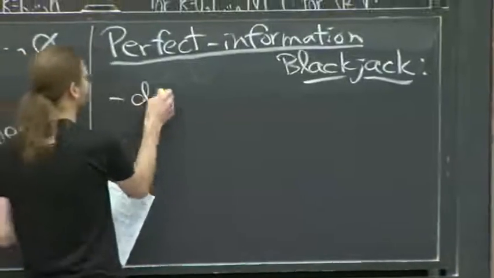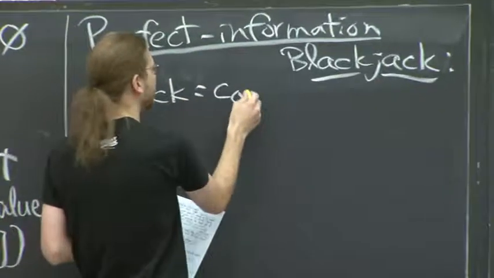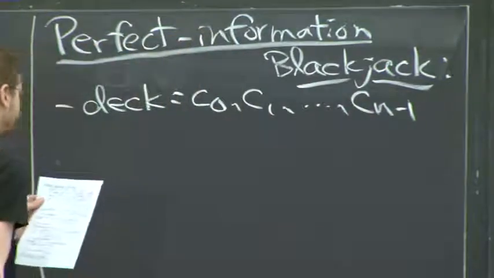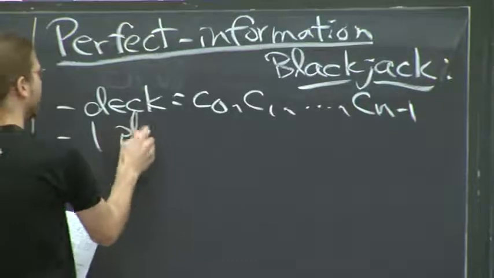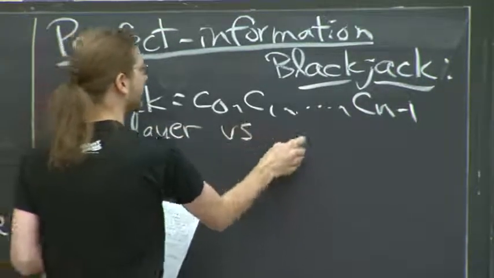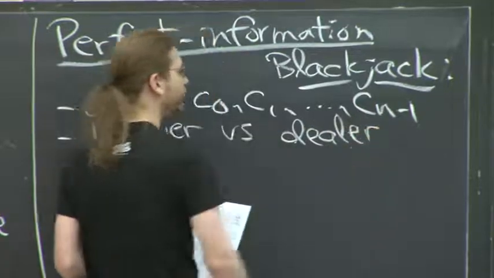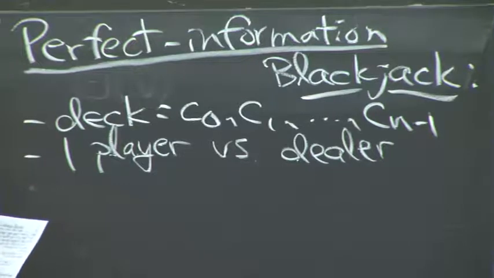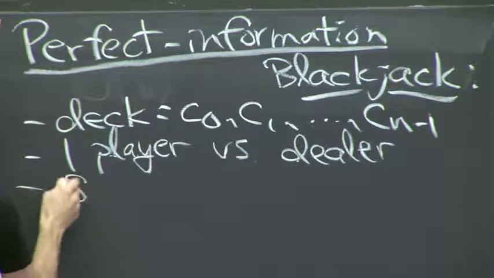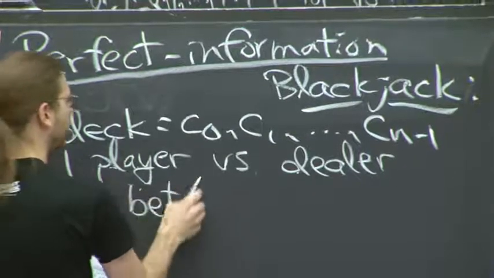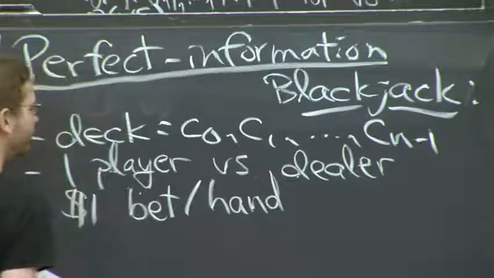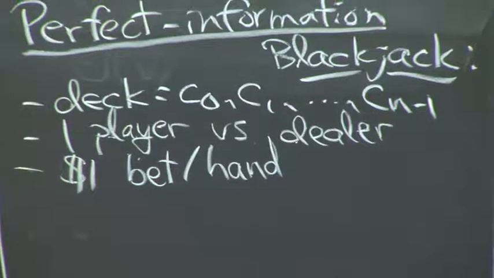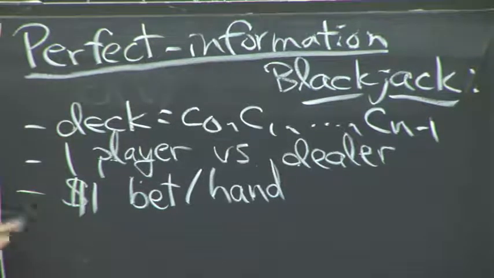So let's say the deck is a sequence of cards, and I'm going to call it C0, C1, up to Cn minus 1. It's n cards. And you are one player versus the dealer. I don't know how to solve this for two players. Interesting open problem. But for one player, I can do it. Let's say $1 bet per hand, I think they're called. I'm not sure. Per play, per box, whatever. You're not allowed to double. You're not allowed to split.